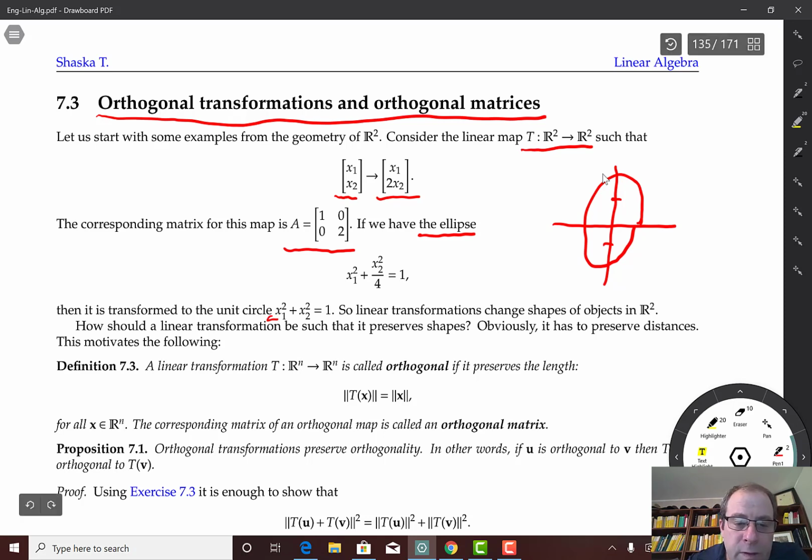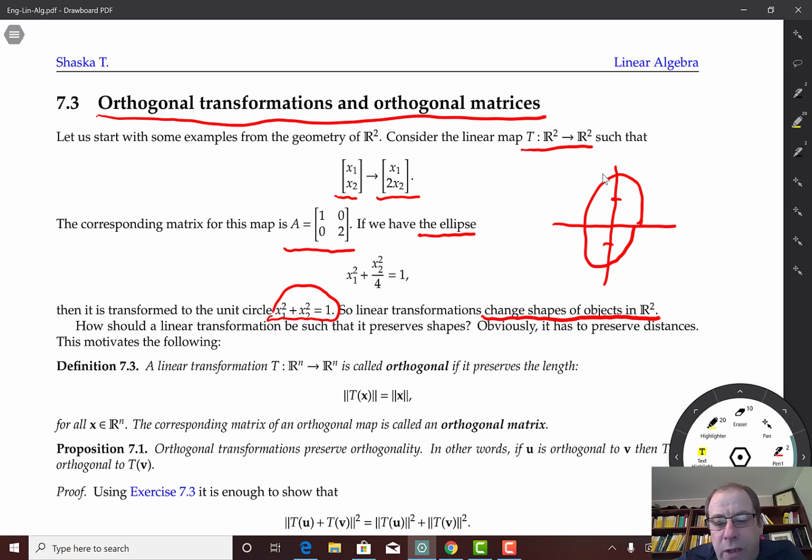So now this thing is a circle. The ellipse became a circle under this transformation. So what's the point of this example? Linear transformations change shapes. Under a linear transformation, the geometrical shape could actually change. So can we somehow characterize these linear transformations which preserve shapes?